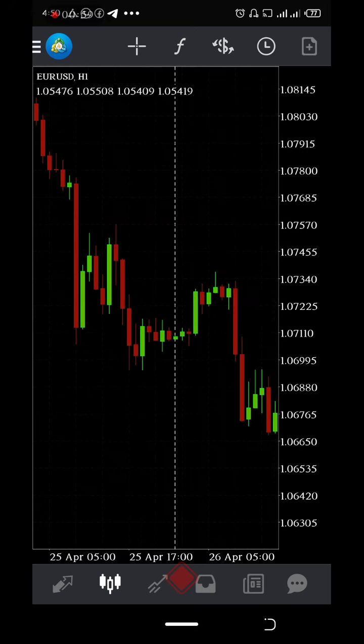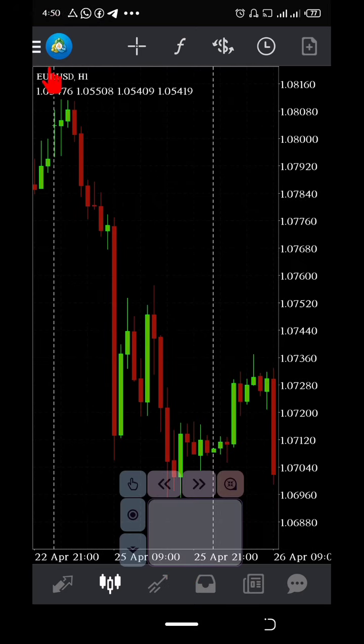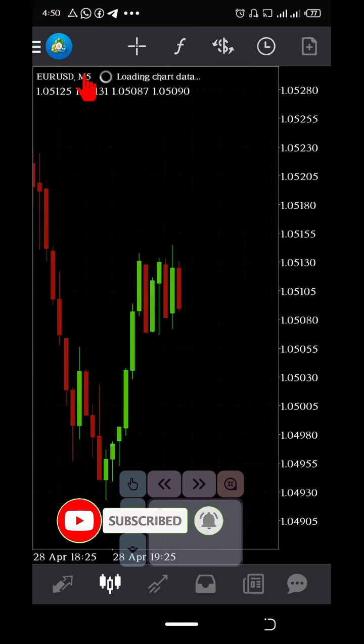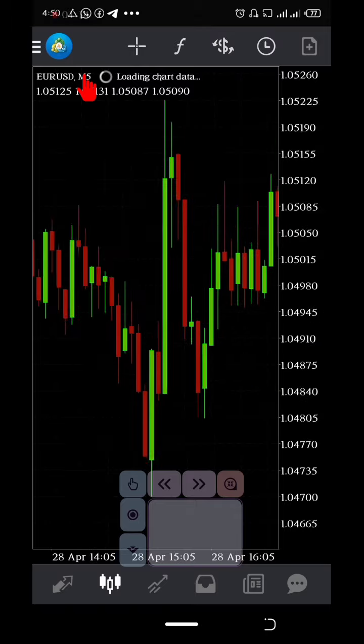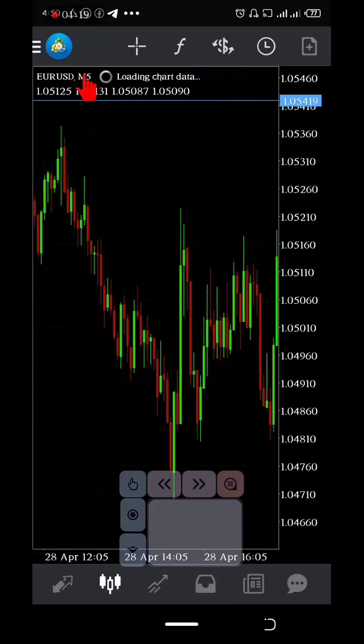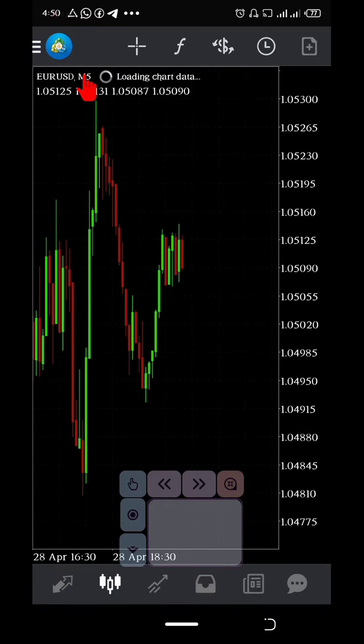First of all, this is a 1 hour time frame, as you can see over here, but we are going to change it to 5 minutes. Okay, this is on our 5 minutes now. Before you start trading, you have to always watch out for the resistance area. Now let's go into the settings to set our chart.